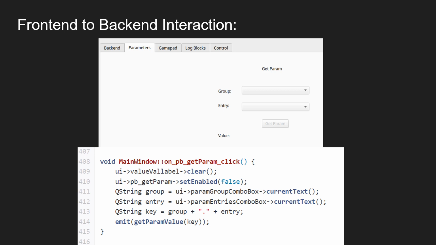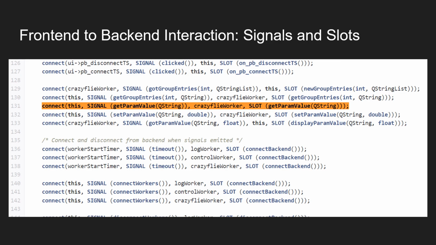And now diving into the front end and back end interaction, we're going to talk about one specific example, and this specific example really applies to everywhere else in the code. So just starting with that get param button. Once you click that get param button, there's an on-click event, and this is what that on-click event looks like. It clears out the values, takes the group and entry that are in that box, adds those together as a key, and sends those to the get param value. So here's where we call the get param value.